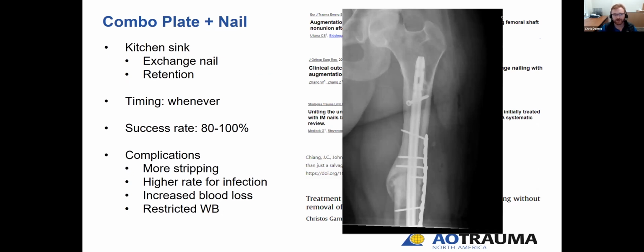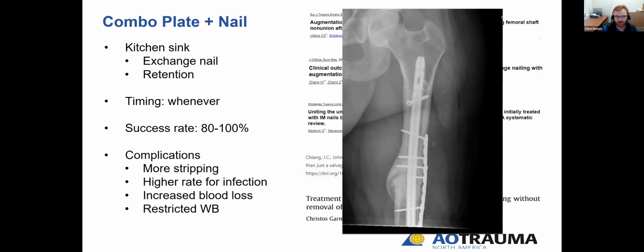Next, we have what I like to think of really as the kitchen sink, throwing everything at it here. Exchange nailing or retention plus plate fixation. There are studies that show that you can actually just apply a plate, and what's that doing? That's increasing the stability of the fracture non-union and trying to get it to heal. You can do an exchange nail at the same time, or good data says that you can retain your nail as long as it's not infected, and just plate on top of that.